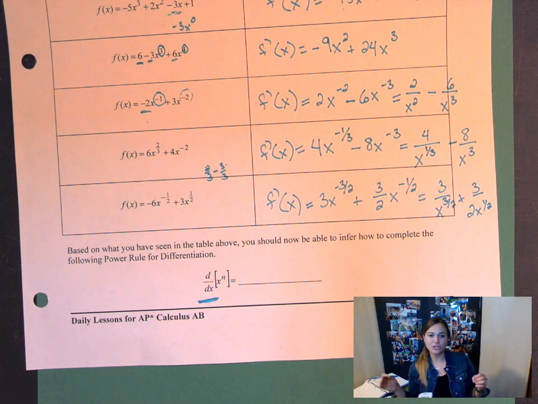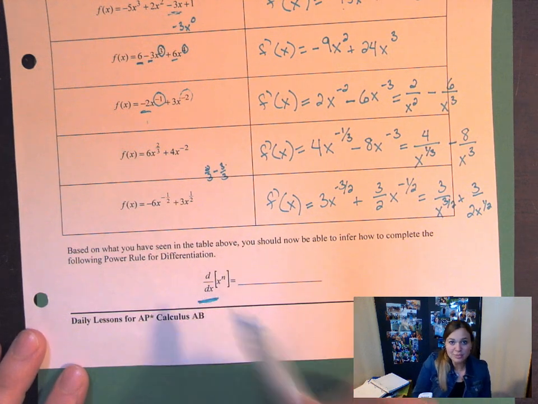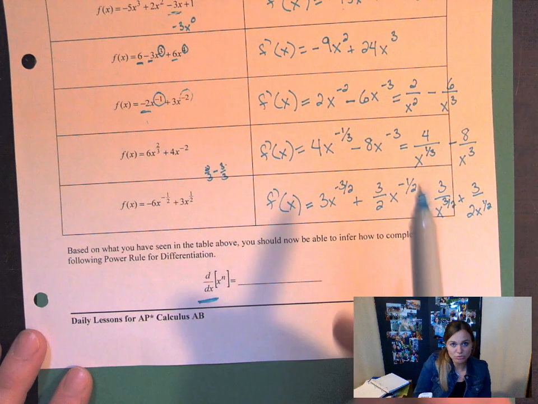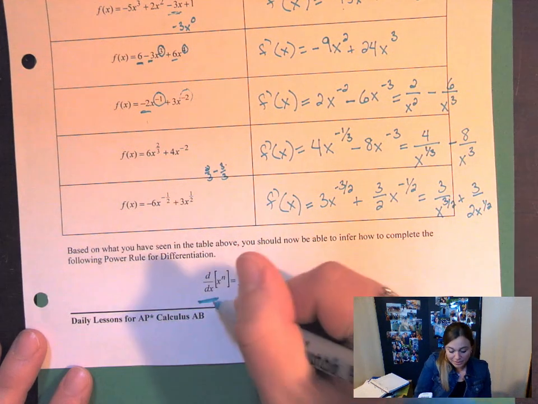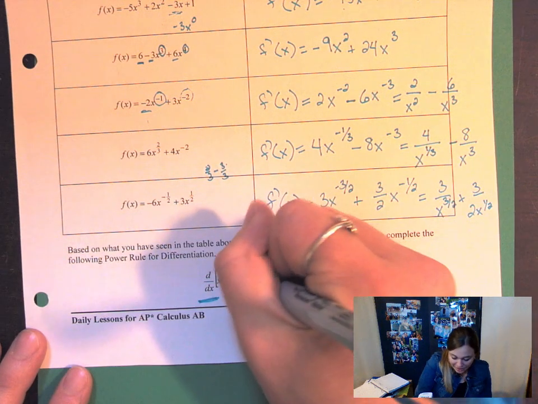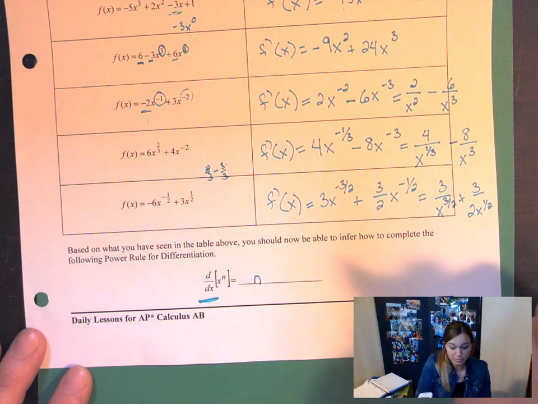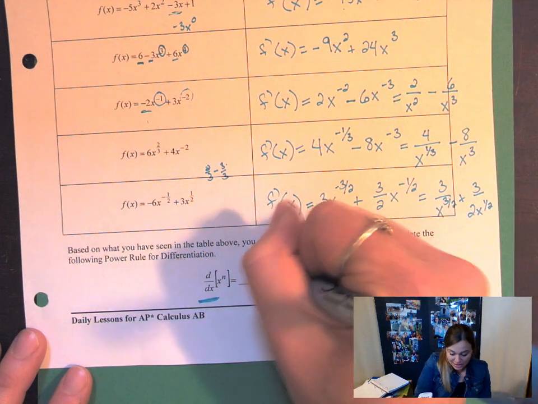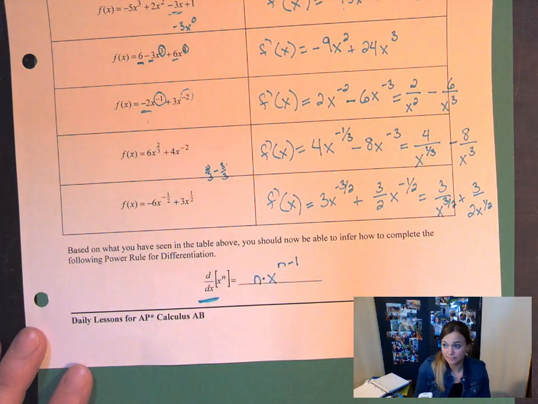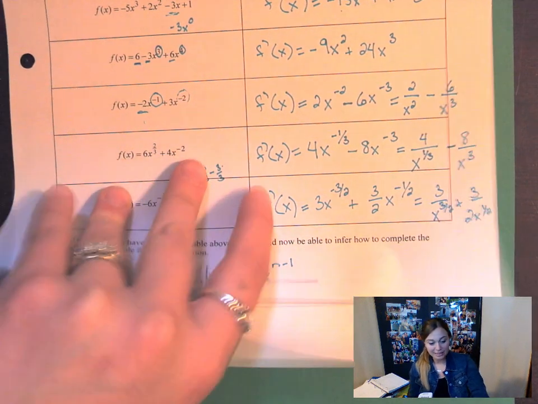But we take notation from both of them. This is the Leibniz notation. The f prime is the Newton notation. But the derivative of any function that looks like this would be, I take n, because I'm multiplying it by whatever's in front, so by the coefficient, times x to the n minus 1. Okay, let's keep going on.